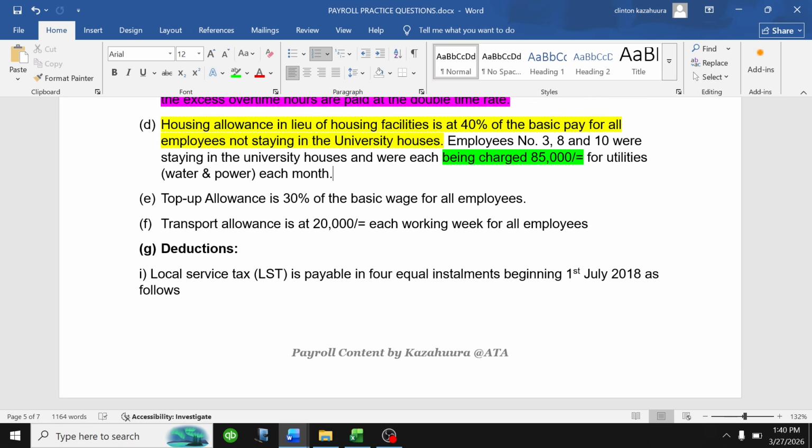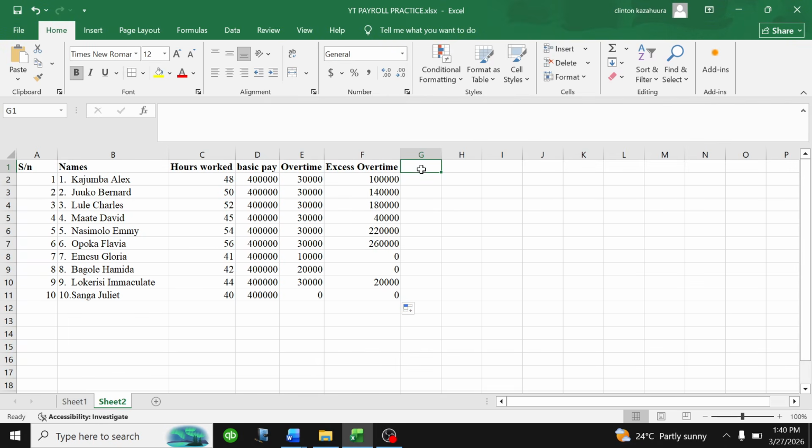We shall first create a column to show whether these people are staying in the house. So the staying status, I'll create a column here, which is just a memoranda column that I want to use to identify employees who are staying in the university and those that are not staying in the university. So if you notice, I use two things. I use capital S to represent those who stay in the university. Then I use capital N to represent those who are not staying in the university.